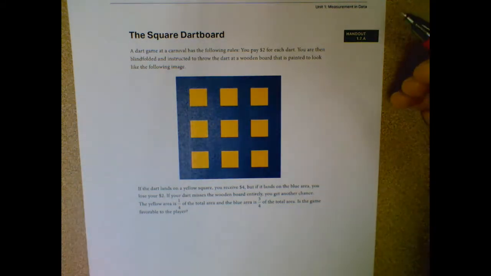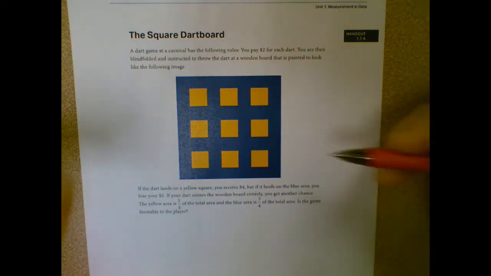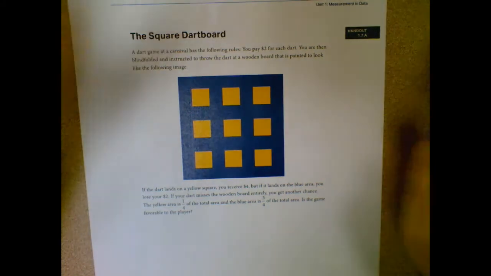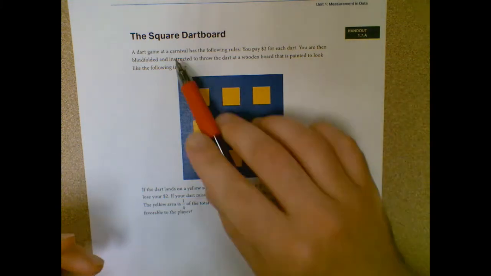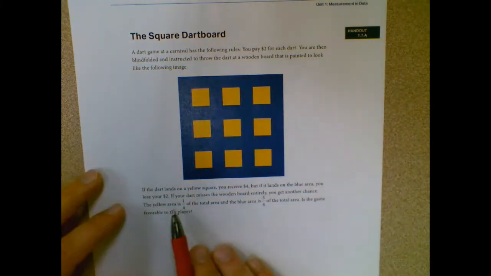So really what we need to do before we start is figure out what it means for it to be favorable to the player. What we mean by that is we're looking for our game to be basically something we can make money off of if we keep playing over and over and over again. Are we more likely to win something as opposed to lose? Which, if it's set up correctly, the carnival probably does not want that to be the case, but we'll see. Every once in a while they mess up.